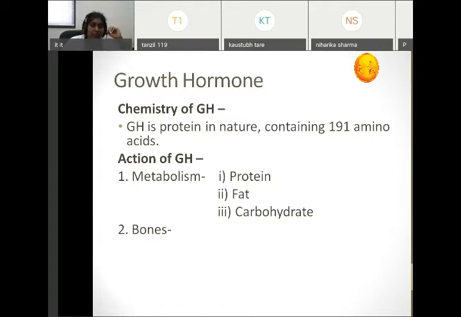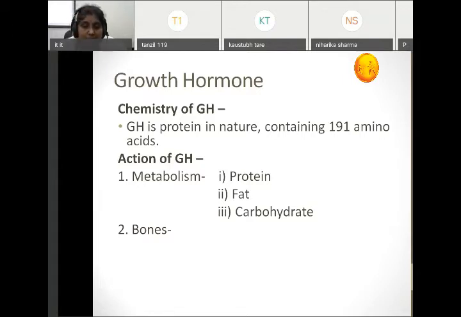Write down about the fat metabolism. It causes mobilization of fat from adipose tissue. So there is an increase in the free fatty acid level in the blood. What is the action on fat metabolism? Mobilization of fat from adipose tissue and increase in the fatty acid and triglyceride level.